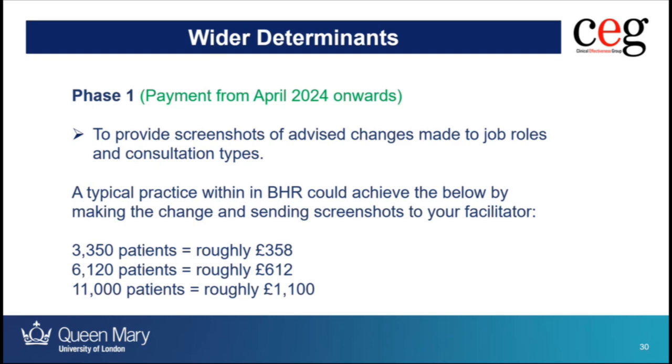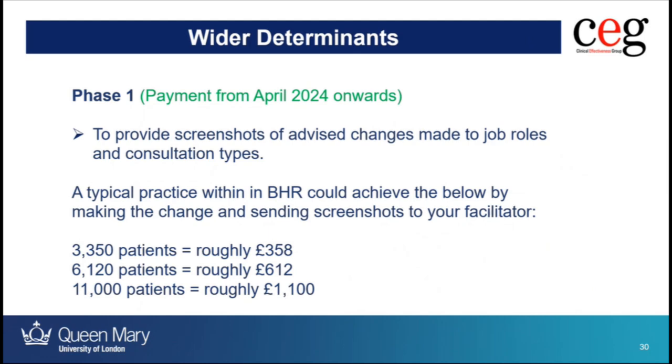So the wider determinants scheme is jointly led by us and NHS North East London. So the aim is to support practices to record high quality data in 2 areas. So firstly, it was your consultation types and job roles, which is this part. It's phase 1, where we'd sent you a fact file, you would amend your consultation types and RBAC roles to the recommended ones on our fact file and send us proof of this, so screenshots that this has been done. The practices will receive 10p per weighted patient. Once you'd sent that and we'd agreed that they were all okay.